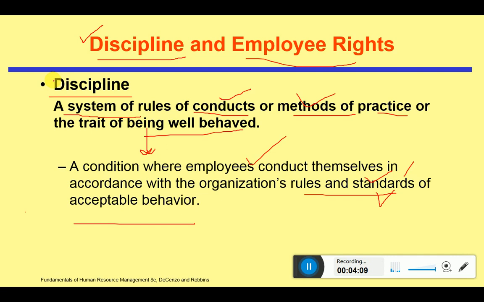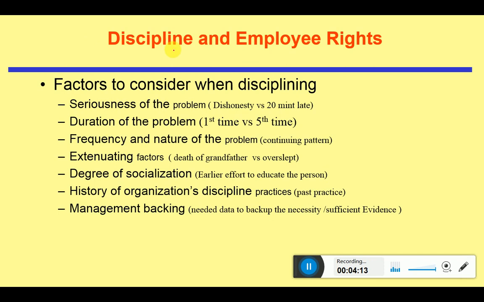To move further in studying discipline, we must clear its factors, or simply, the variables to consider when disciplining. For example, when HR is confronting the disciplinary issues of employees, before taking any action the HR manager must study some factors. What are these factors? Seriousness of the problem, duration of the problem, frequency and nature of the problem, extenuating factors of the problem, degree of socialization, history of the organization's discipline, and management backing. Now let me explain one by one in detail.